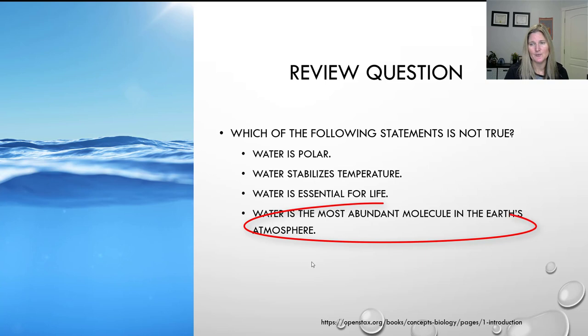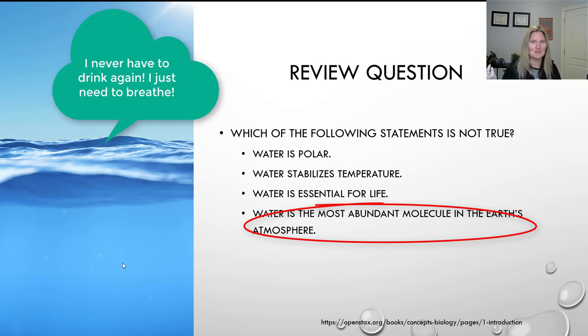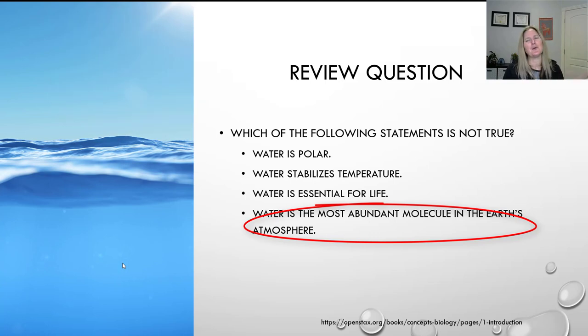If you thought this last one was not true, I would agree with you. Okay, so water is actually not the most abundant molecule in Earth's atmosphere. It would be nitrogen. I think our atmosphere is like 78% nitrogen. And it makes sense because when we breathe, we're not inhaling a bunch of water, right? If it's the most abundant molecule, then why would we be needing to drink at all? We'd just breathe and get all this water. So no, water is not the most abundant molecule in our atmosphere. So that's the incorrect one.